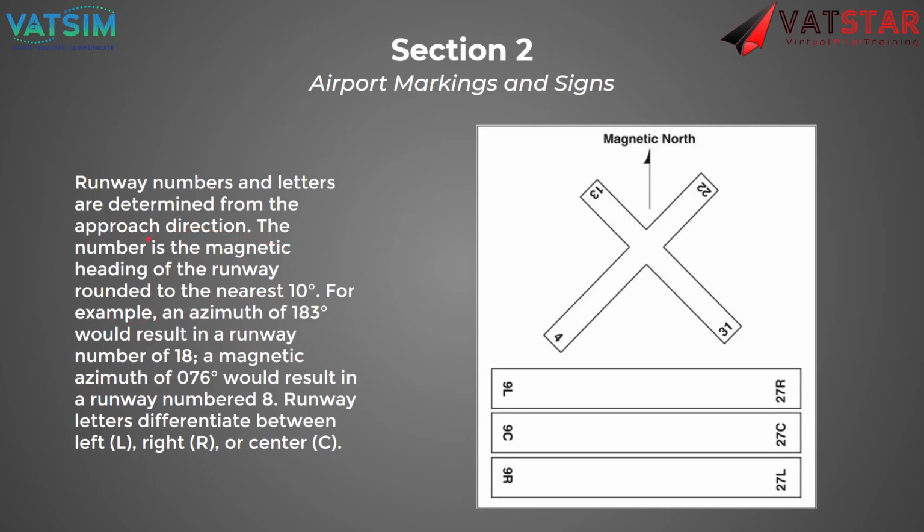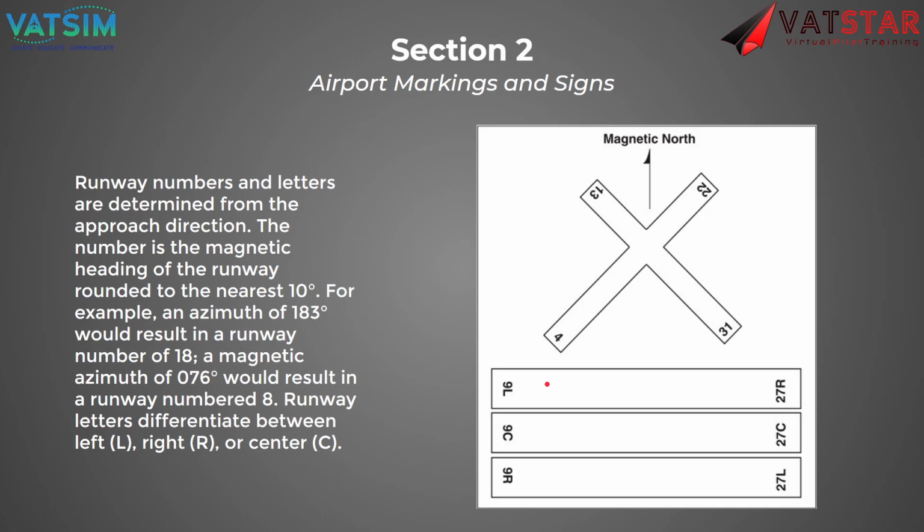So, let's talk about some of the airport markings. Now, runway numbers. Does anybody here have a guess of where we get our runway numbers from? The magnetic heading. Exactly, right? So we take the closest magnetic heading. Now, when we talk about heading, there's 360 degrees of heading that we can fall under. And north would be 360 or 0 degrees. And runway numbers and letters are determined from the approach direction.